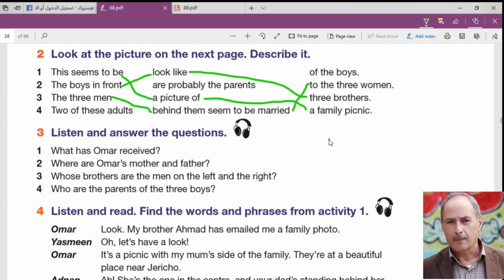مثل ما انتم شايفين صار في عنا الجملة الأخيرة. طبعا واضح إنه فيش عنا الخيارات الثلاثة التي بقيت. Those two of these adults، يعني اثنين من هؤلاء البالغين. Adults طبعا اللي هي عكس boys يعني young. Two of these adults are probably the parents اللي هم أولياء أمور مين؟ of the boys.